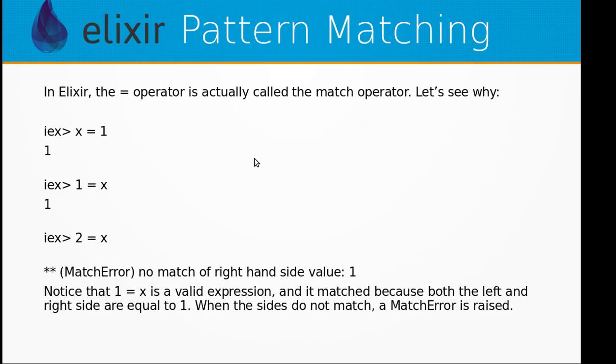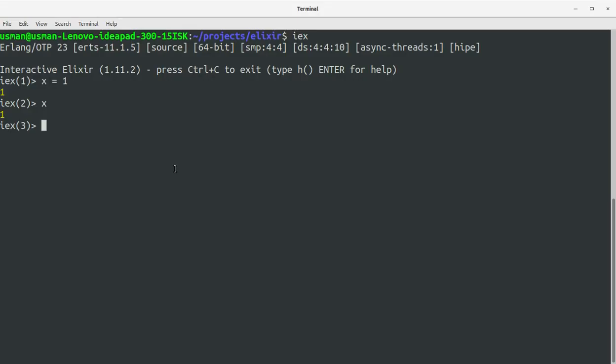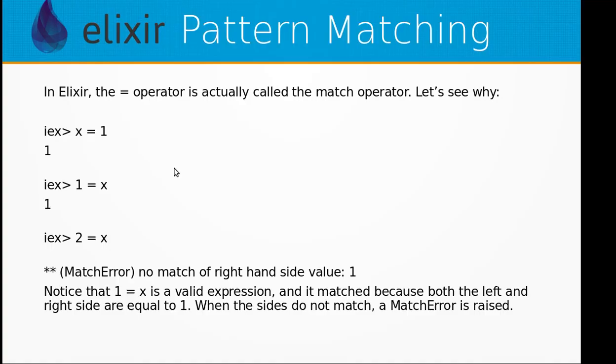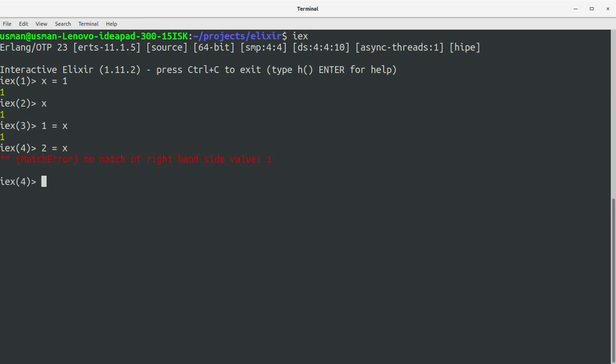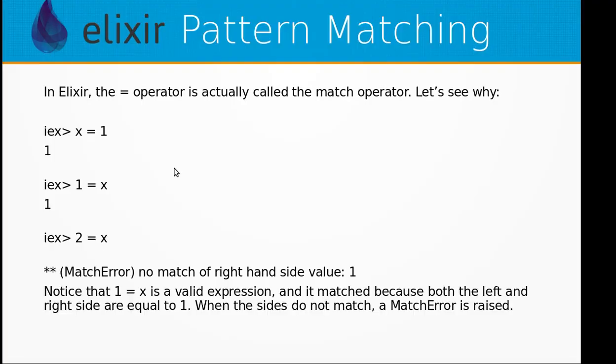In Elixir, the equal operator is actually called the match operator. Let's see why. We ran x equal 1, it gave us 1. So what if I ran 1 equal x? It gives us 1 as well. But if I type in 2 equals x, it gives me a match error: no match of right hand side value, that is 1. Notice that 1 equals x is a valid expression and it matched because both the left and the right side are equal to 1. When the sides do not match, a match error is raised.